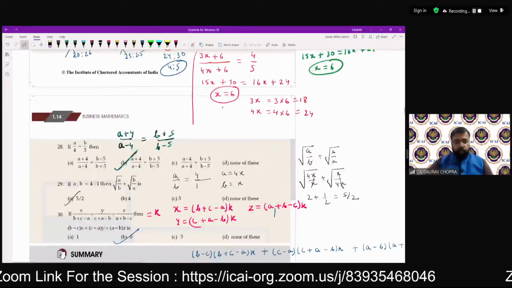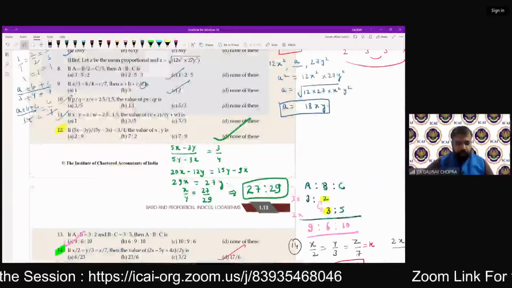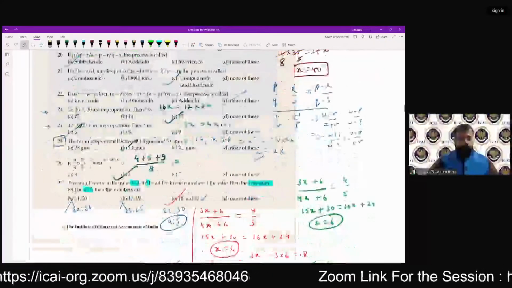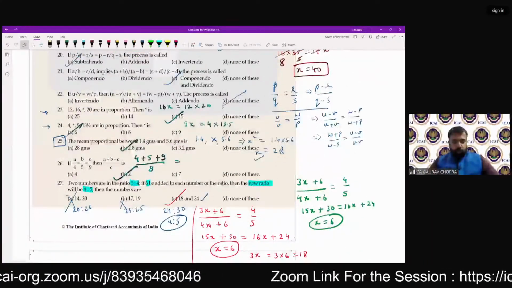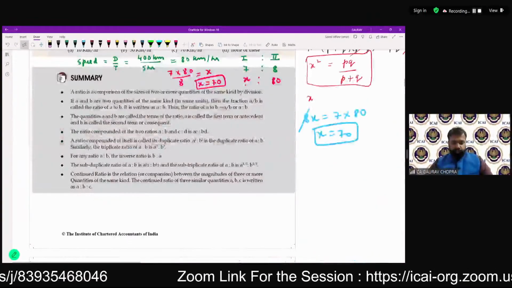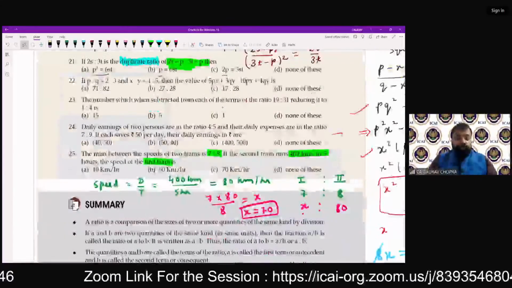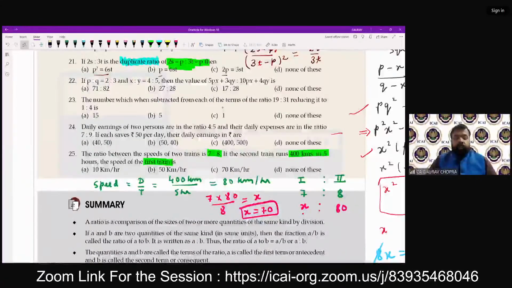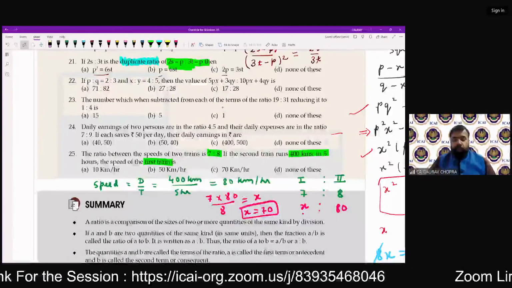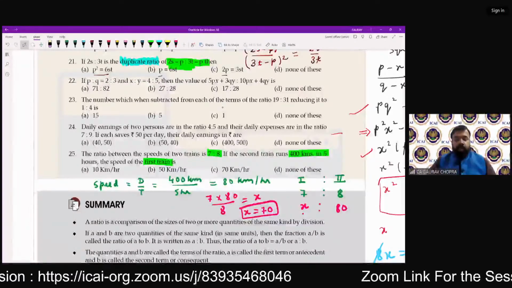Okay, sir. So ratio question number 8. Somebody has asked 23rd. Perfect. So this is proportion and then ratio we are moving to 23rd. So question number 23 says the number which when subtracted from each of the terms of the ratio 19:31, reducing it to 1:4. Find out that number.